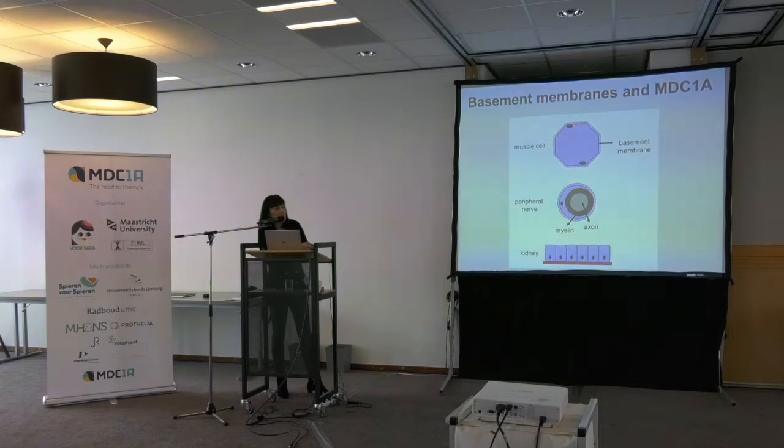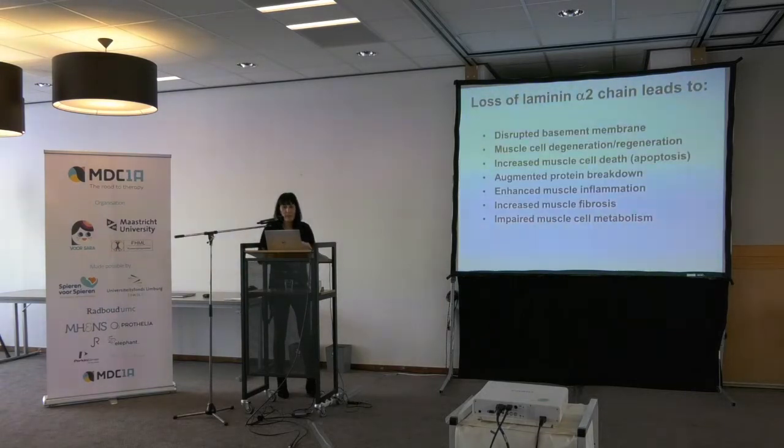So what happens in MDC1A is that these structures, these basement membranes, basically break. There's a broken basement membrane around the muscle cell, and also in the peripheral nervous system. But the kidney basement membrane stays intact because there you have another laminin, laminin 111. So loss of the laminin alpha-2 chain leads to a disrupted basement membrane. Muscle cells break and degenerate, but they also have a little bit of regeneration capacity, so they can repair themselves initially.